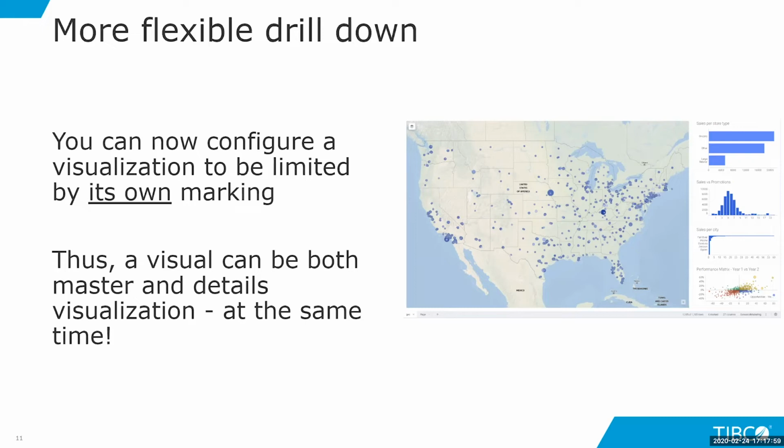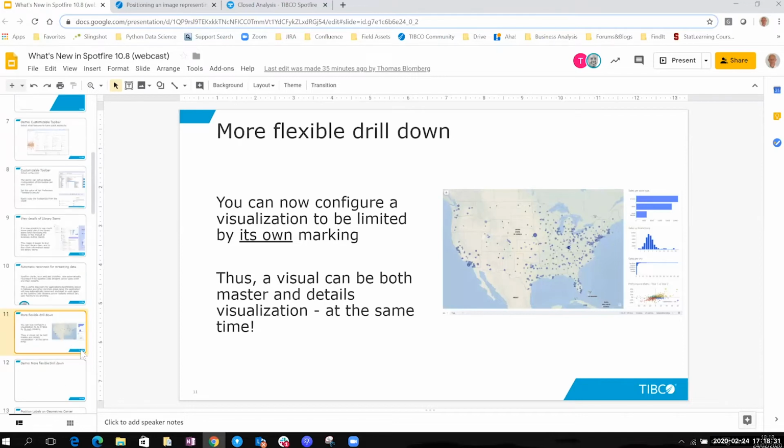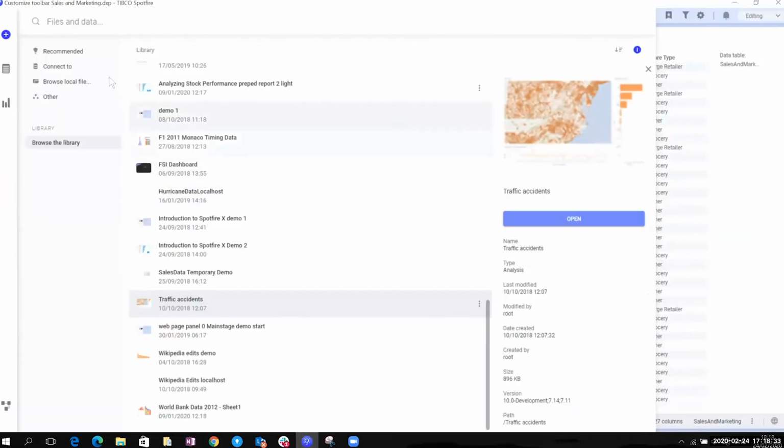So you may be aware that a visualization may have its data limited by markings. Before, in earlier versions of Spotfire, it was not possible to limit the data of a visualization using the same marking that the visualization is itself configured to use. So this means that the visualization can now be both master and details visualization at the same time. And I'm going to jump quickly into a little demo for this as well.